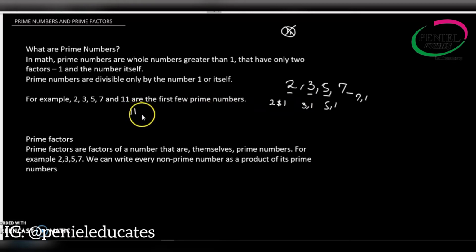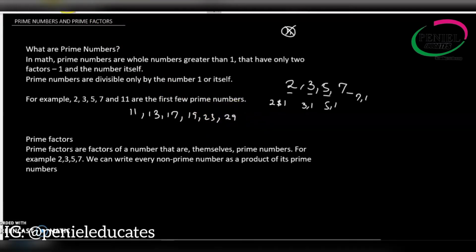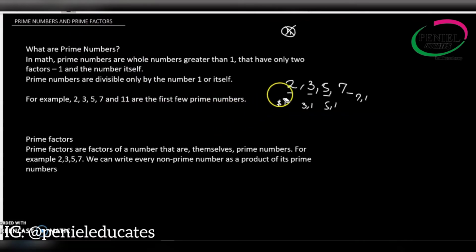You can also have different numbers. 11 is a prime number. 13, a prime number. 17, prime number. 19, 23, 29. All these are prime numbers. So let us look at prime factors.